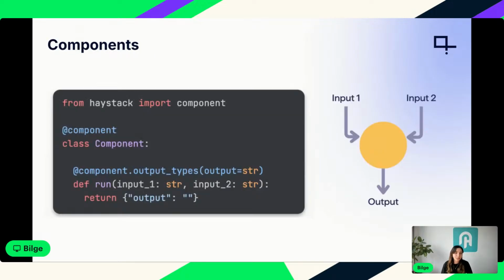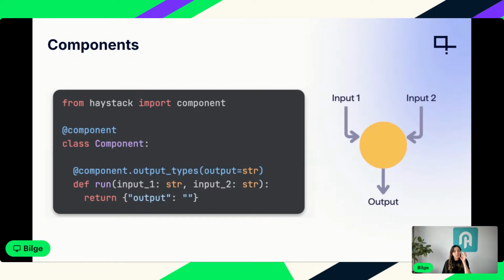Okay, now it's the code part. So this is an example component in Haystack. Basically, each component in Haystack is a Python class with the component decorator that comes in the Haystack package. And all you need to do is to define a run function for this component and initialize the inputs and the outputs of this component.